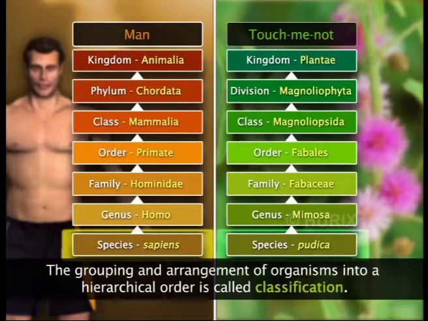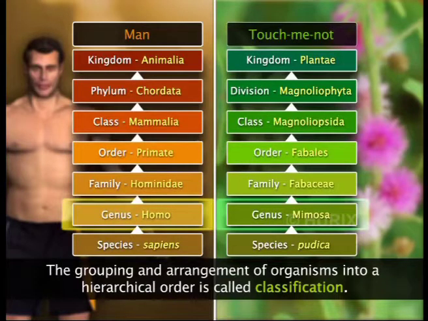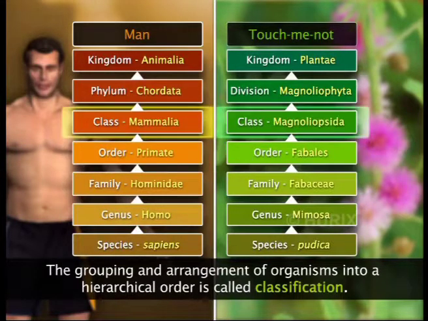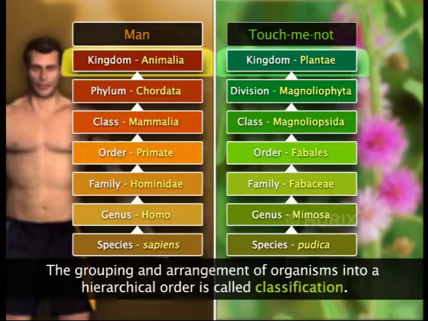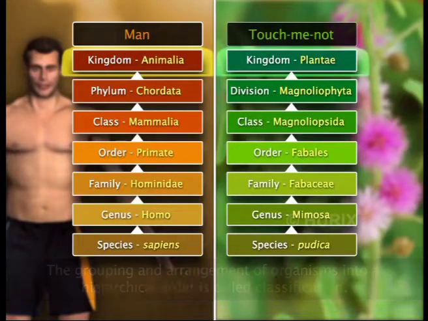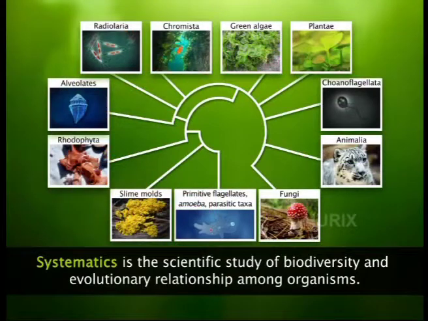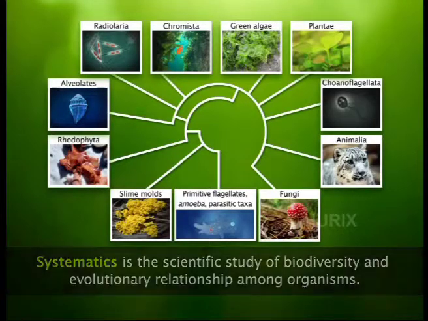This arrangement of organisms into groups on the basis of similarities is called classification. The smaller groups are in turn assembled into more inclusive groups, until all organisms have been assembled into a single most inclusive group. The scientific study and description of the variation in living organisms and the relationships that exist between them is called systematics.